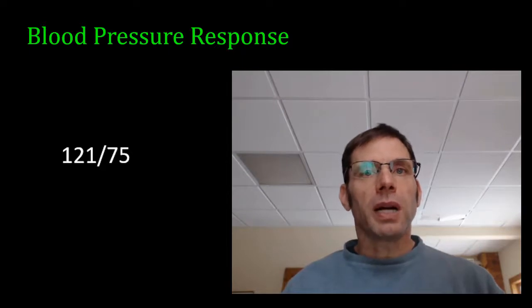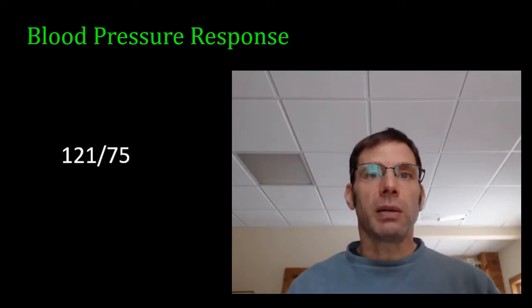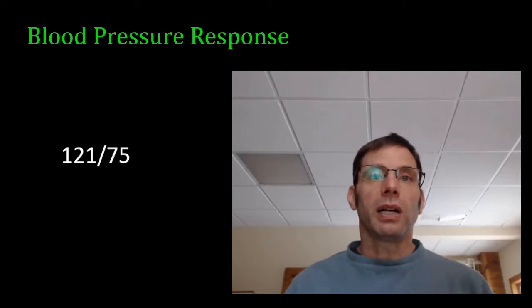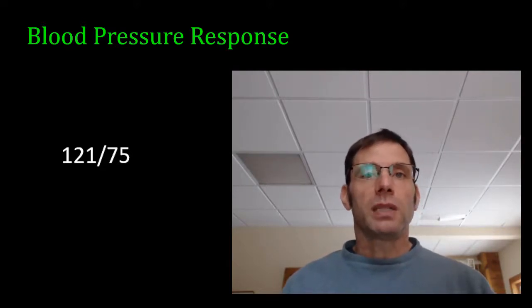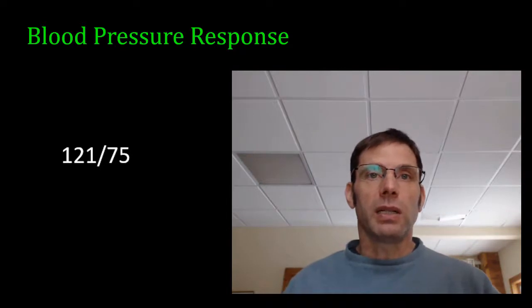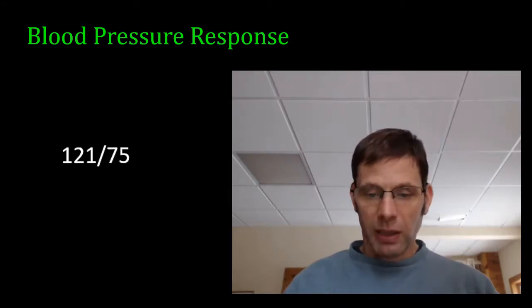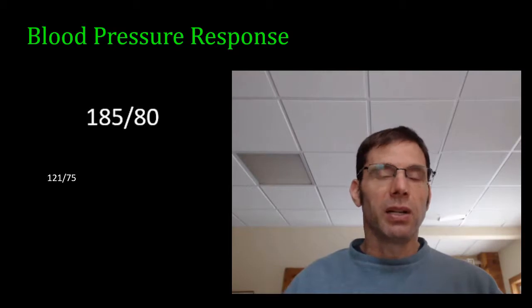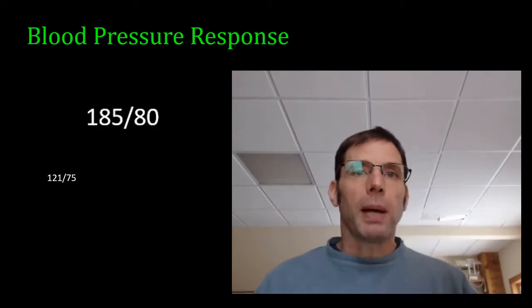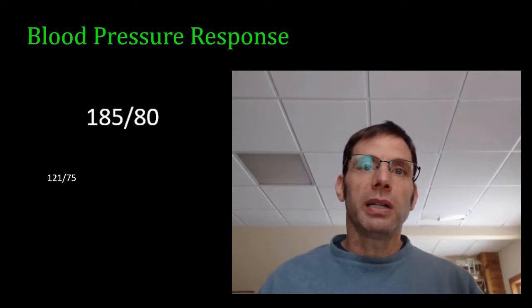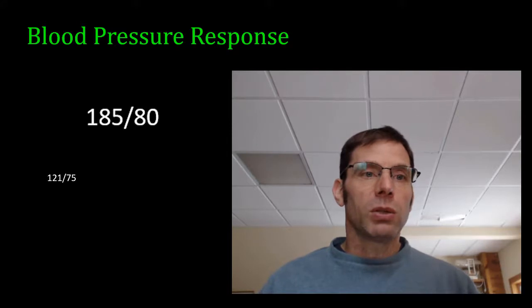Now, because my heart is contracting for a shorter time than it's at rest, we calculate a mean arterial pressure, which is closer to the diastolic pressure. We'll get into those details in another video. But the mean arterial pressure at rest was about 90 millimeters of mercury. Now, after I'd been exercising for about 5 minutes, my blood pressure climbed to 185 systolic over 80 diastolic. And the mean arterial pressure here is about 115 millimeters of mercury.